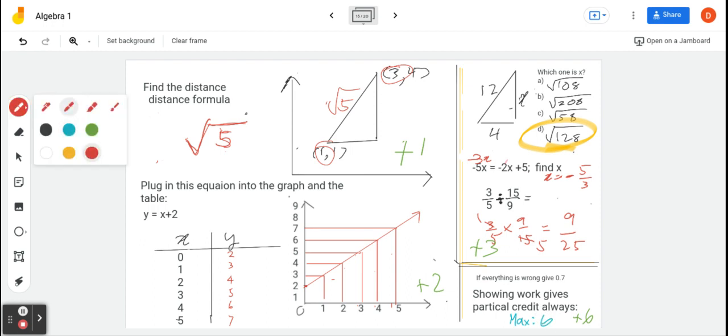Max, and then let's just do it in yellow. This time min, let's see, 6 multiplied by 0.7, 4.2.